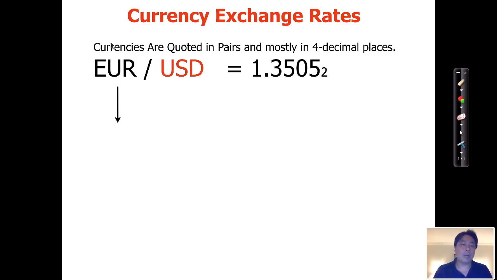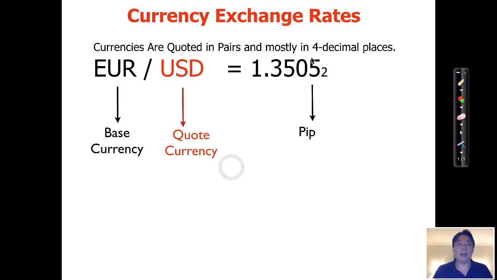Okay, so when you see a currency pair, the first one is known as the base currency. So Euro is the base currency. USD is known as the quote currency. All right. And like I said, the 4th decimal place is known as the pip. And the pip is the smallest change in the currency pair that we are concerned about. Okay. So in this case, it is 3505. Now, usually when we read it, we don't go 1.3505. We just say 3505. Okay.